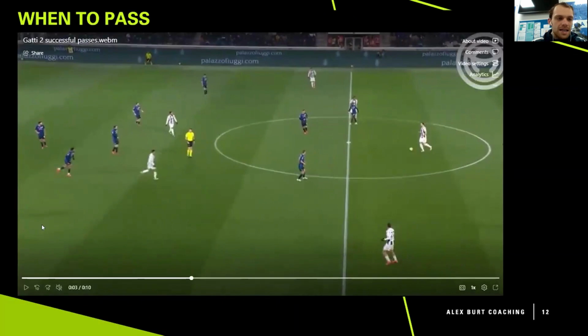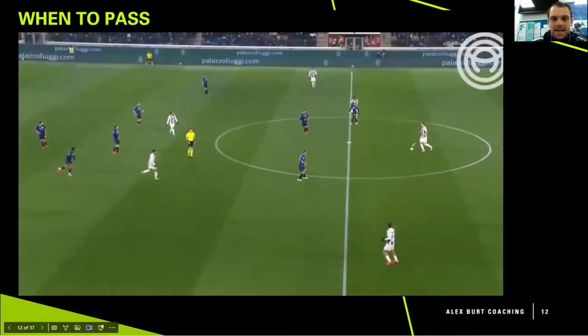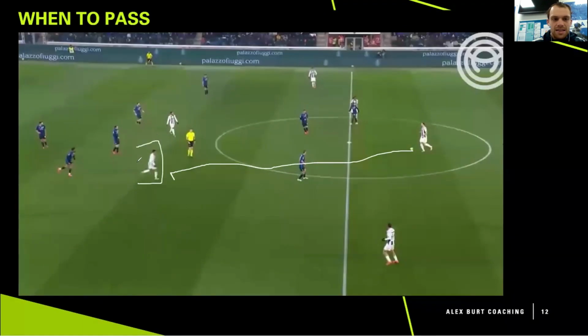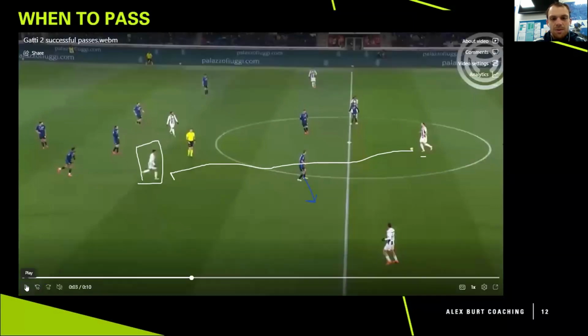So here we can see Gatti, he's looking up and he can see a clear passing lane starting to appear in here. The teammate is ready to receive. Look, there's clear eye contact. He's ready to receive it. And look, he's in good balance. He's not off balance. And as soon as that passing lane appears, perhaps he's just waiting, isn't he? He's just waiting for this player to open up a little bit more. And as soon as he does that, he then knows it's the right time to pass the ball.